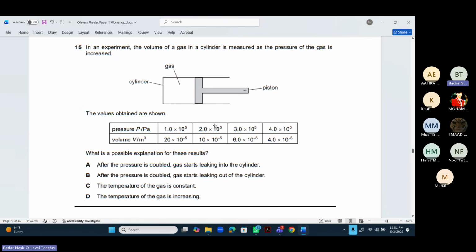In an experiment, the volume of a gas in a cylinder is measured as the pressure of the gas is increased. The values obtained are shown. What is a possible explanation for these results?